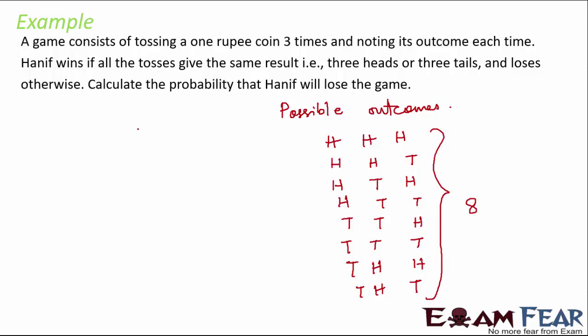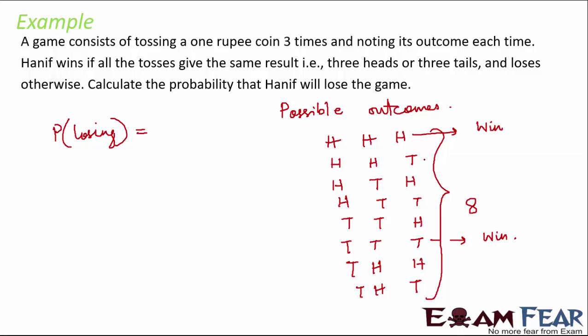And what are the favorable outcomes? We have to find out the probability where Hanif will lose the game, right? So probability of losing has to be equal to number of favorable outcomes. That means what are the outcomes which favor losing the game? So Hanif will win only when all the three are same. Like if all are head or if all are tail, only then he wins. But what are the favorable outcomes which favor that Hanif will lose the game?